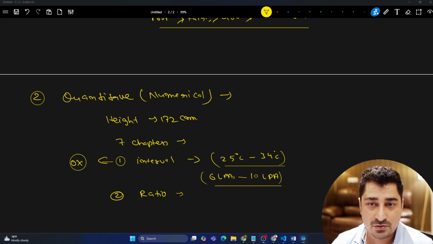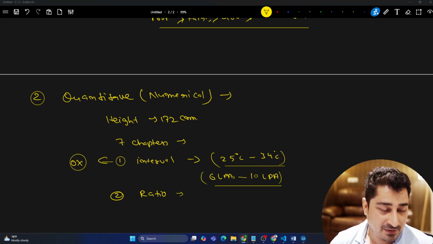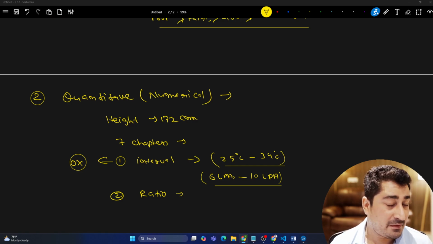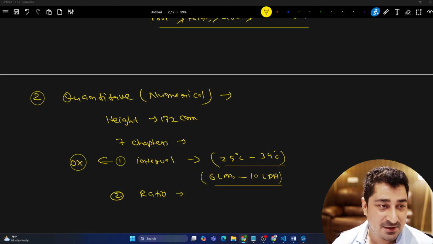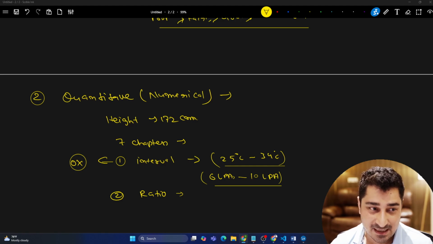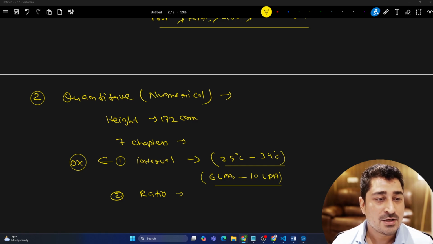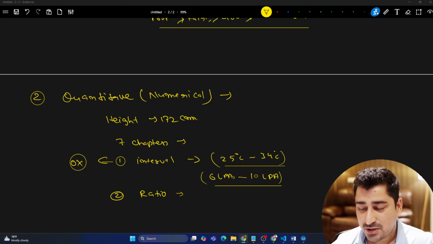But when we talk about a ratio, it could go to 0. So when we talk about a percentage of a measurement, when we talk about a proportion, when we talk about all these ratios, it can go to 0, but interval can't go to 0. For example, I can ask you the question, what is your weight?